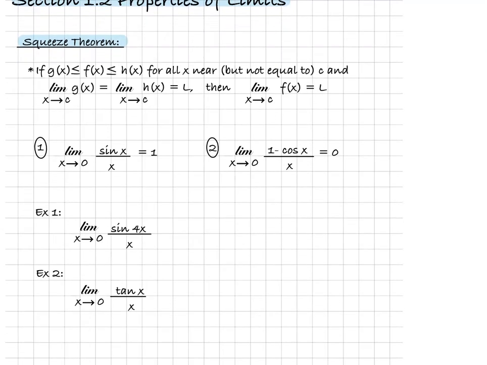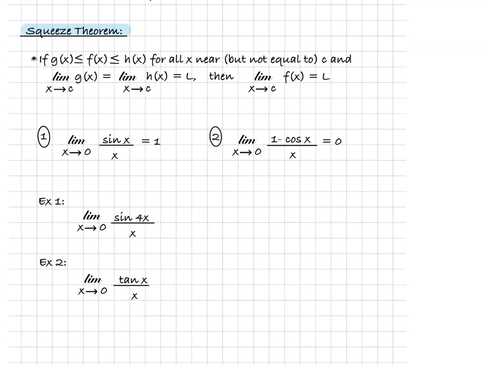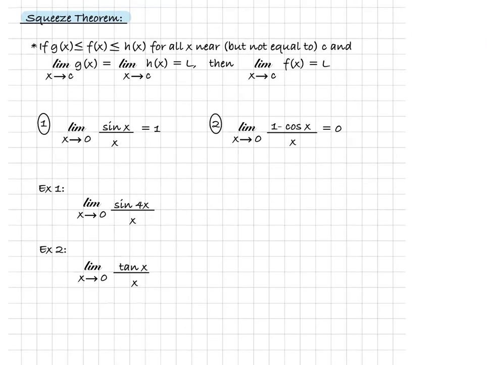And so it says something known as the squeeze theorem. Now, the squeeze theorem is really pretty neat. It says if you have g of x less than or equal to f of x less than or equal to h of x for all x near but not equal to c, and the limit of g of x and h of x as x approaches c is equal to L, then the limit as x approaches c of f of x is equal to L as well.